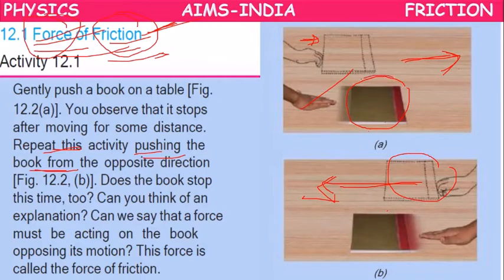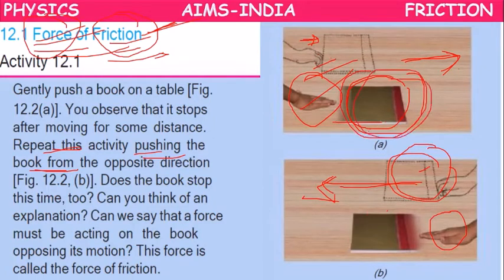So why is it stopping or why is it moving? It is moving because you have applied force, and only while applying force is your hand in contact with the book. You have applied force only one time. But after that, the book is moving and the book stops after traveling a certain distance.